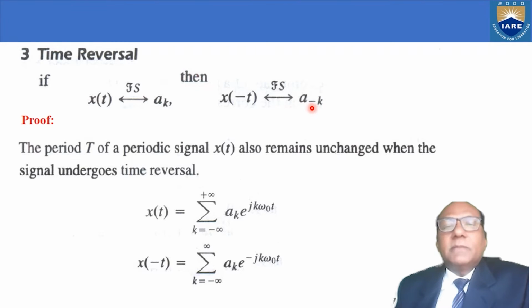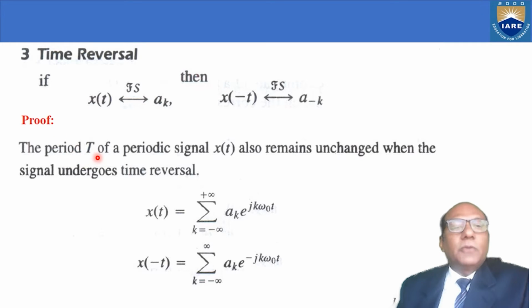Yes, they are flipped. So a_k becomes a_minus_k. That means positive indices will become negative indices, and negative indices become positive indices. So that is the property here. Now we have to prove this property.